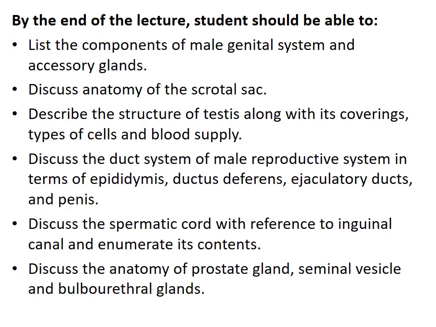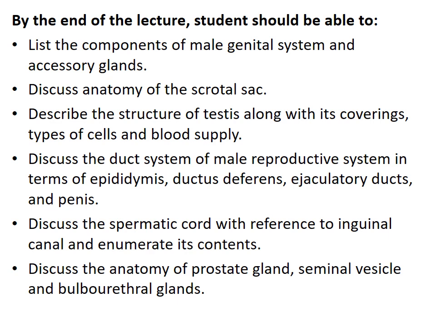Now, by the end of the lecture, students should be able to list the components of the male reproductive system and its accessory glands, discuss the anatomy of the scrotal sac, and then they will also be able to describe the structure of the testis along with its coverings, types of cells, and blood supply.